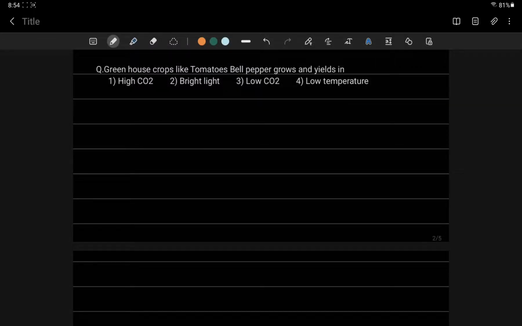Greenhouse crops like tomatoes, bell pepper grow and yield at what condition? At high CO2, bright light, low CO2, low temperature. Well, we should know that tomato, bell pepper both are C3 plants. Tomato, bell pepper both are what? C3 plants.